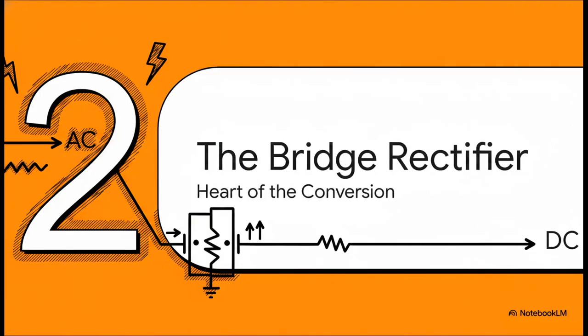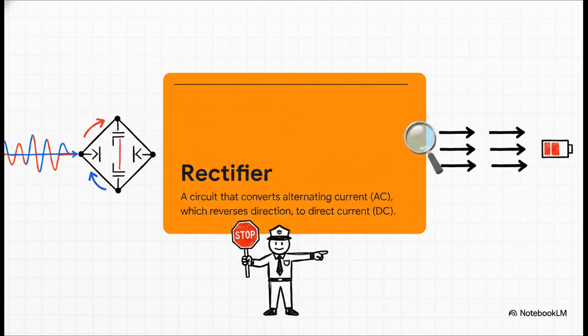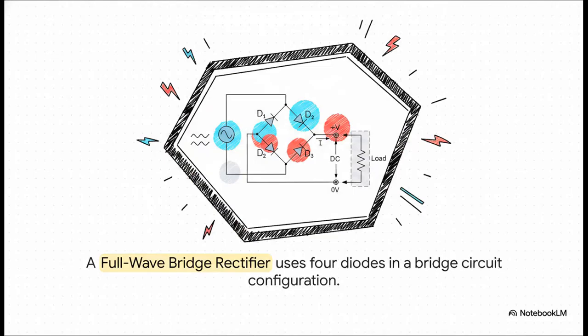Okay, so how do we actually force that current to stop switching directions? Well, that's where the first and maybe the most important part of our power supply comes in, the rectifier. A rectifier, in simple terms, is like a traffic cop for electricity. It sees all this current moving back and forth, and it basically stands there and directs it all down a one-way street. And the most common, and frankly the cleverest way to do this, is with what's called a full-wave bridge rectifier. And here it is.